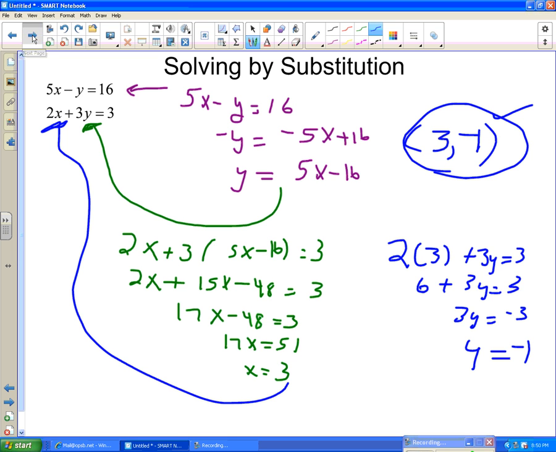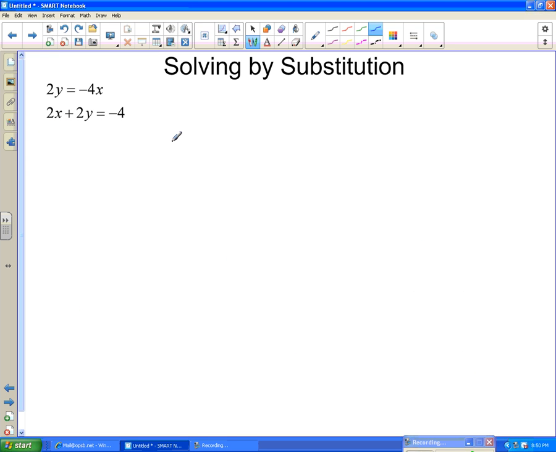Let's go ahead and take a look at one more problem. The reason being is, for some reason, students sometimes have trouble with problems like this. So I want to look at this system. I've got 2y equals negative 4x, and 2x plus 2y equals negative 4. And you should notice something right away.